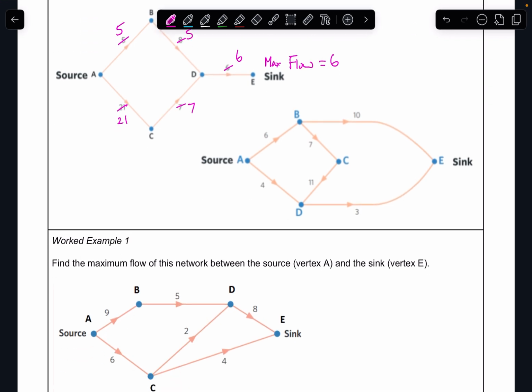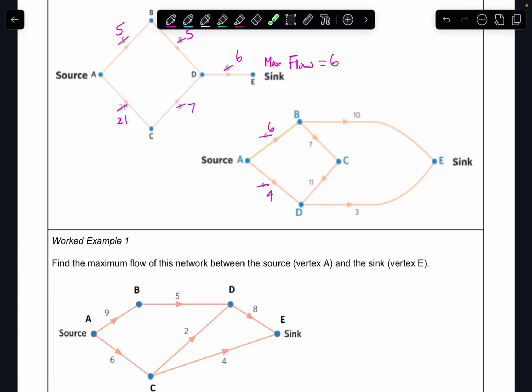Let's look at this next one. Again, we start at the beginning. Between A and B, 6 can go through. Between A and D, we can have 4 going through. That's our maximum. If we then flow through there, going from A to B is 6.